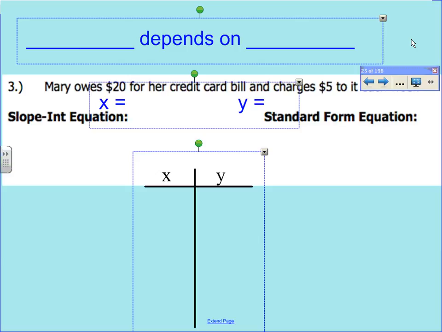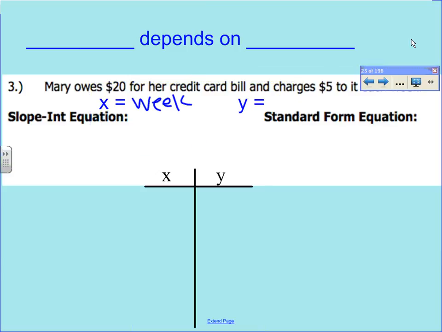All right, so let's start with x and y. What is the x and what is the y in this problem? Gigi, what's the x and what's the y? Okay, so x is week. What's y? Okay, so what she owes, you could do bill or money owed, whatever you prefer. So if y always depends on x, we're going to do bill or money owed depends on week. I want you to write it for now.